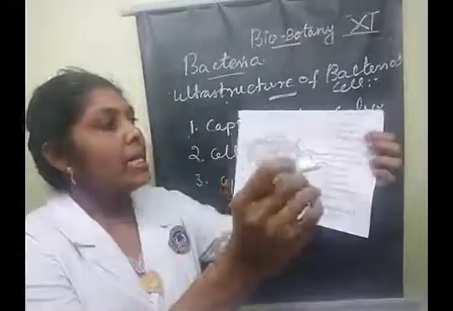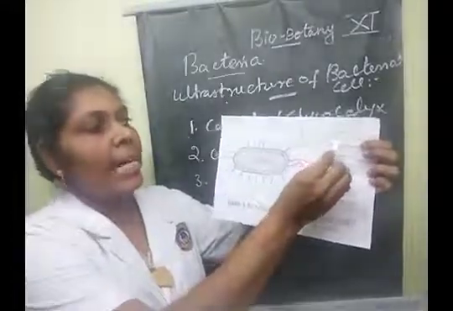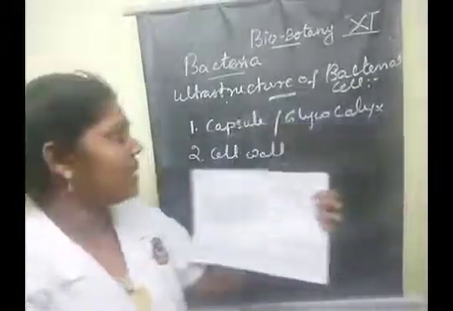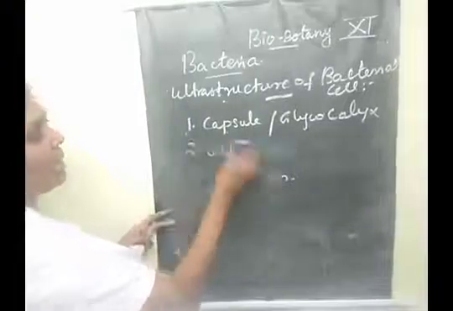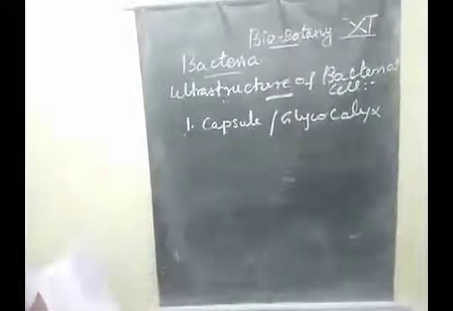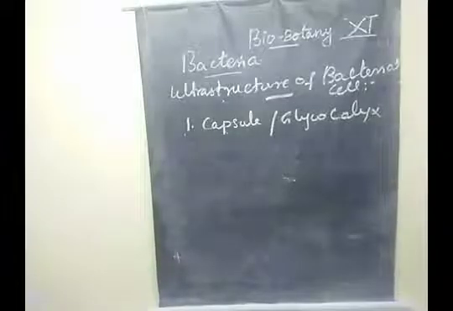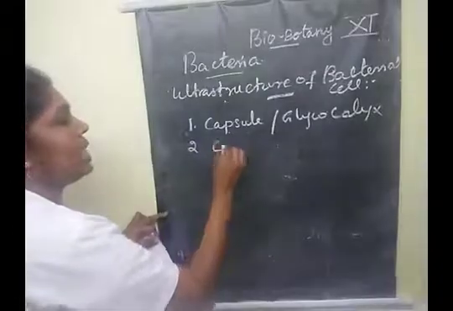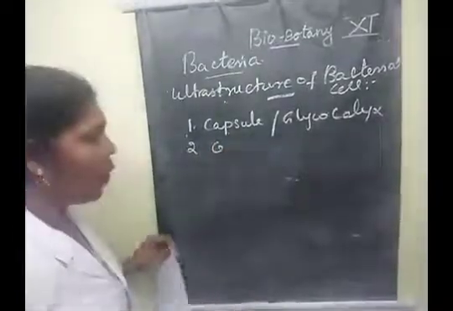Yes. The next one, the second layer is the cell wall region. Understood? The next layer is the cell wall region. So here, the cell wall region is a granular and rigid-like structure. The next one is the cell wall region.